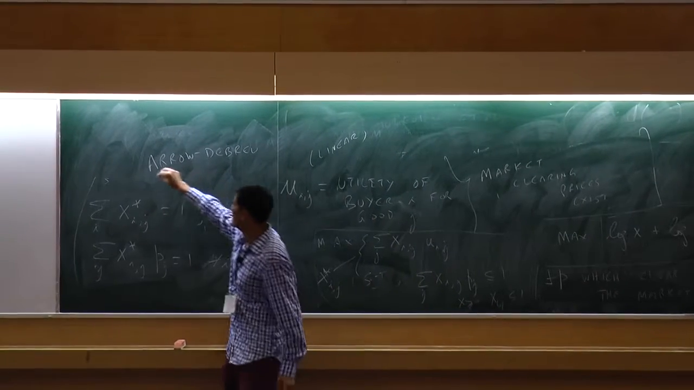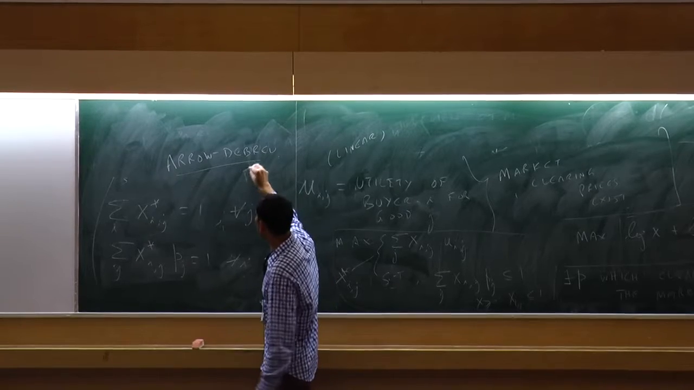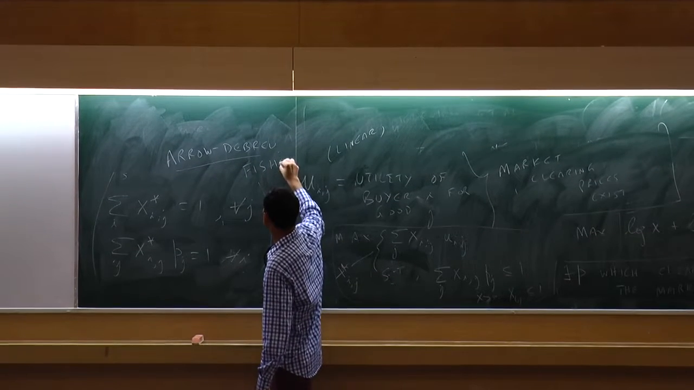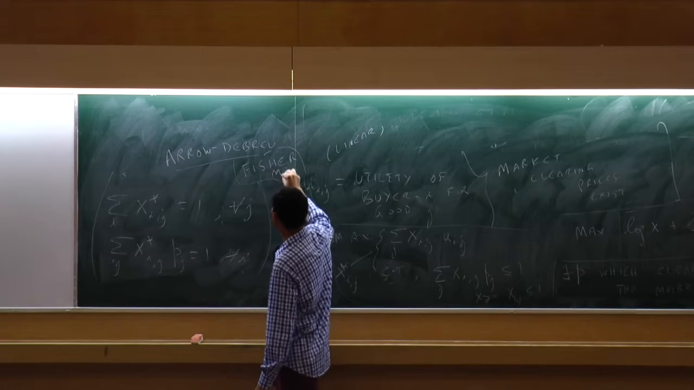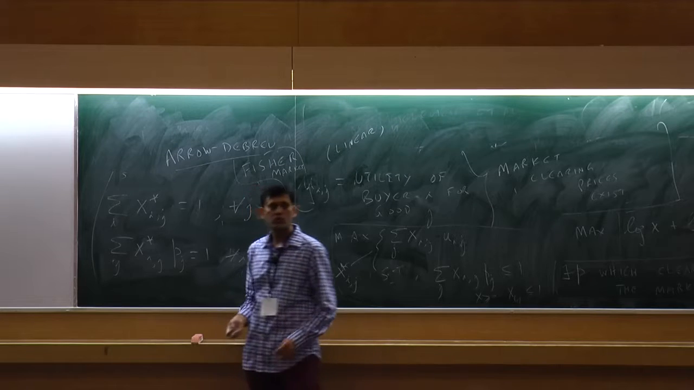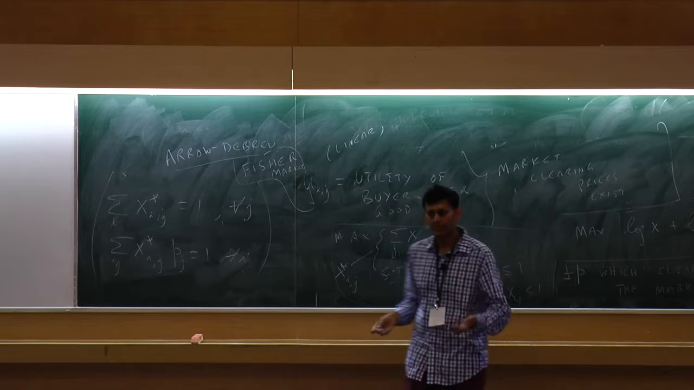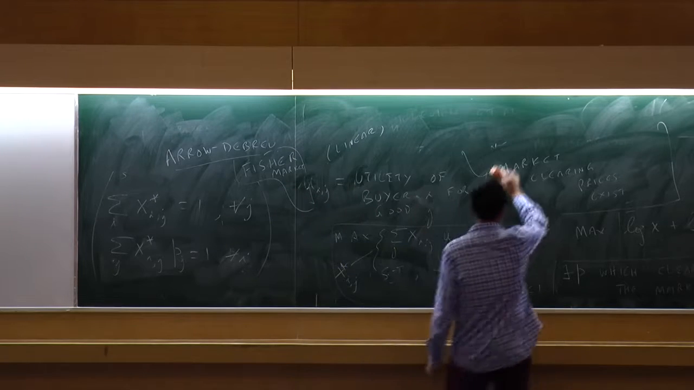Okay. So this is the Arrow-Debreu theorem, right? This market is called the Fisher market. Okay. So Fisher market is basically where you have linear utilities. And the proof goes via a beautiful program known as the Gale-Eisenberg convex program. And the Gale-Eisenberg convex program is the following.